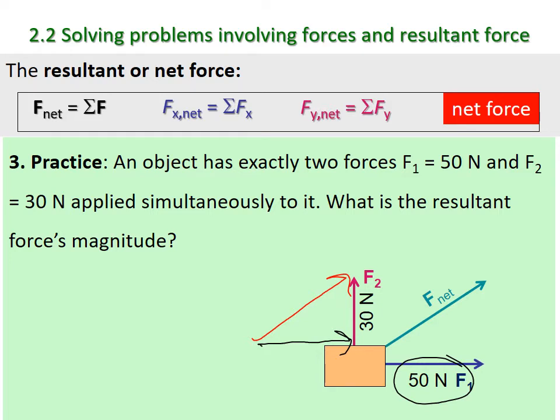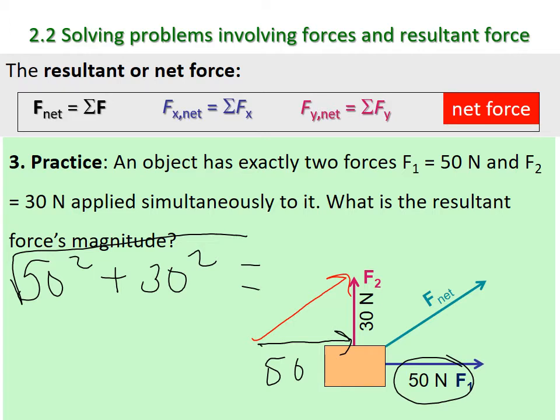So this looks like a classic right triangle. To get the resultant force for perpendicular vectors, I need to do 50 squared plus 30 squared, and then I can take the square root of all that. Let's see, 50 squared plus 30 squared, raising that to the 1/2 power, and I get a resultant force of 58 newtons. All right, next up.